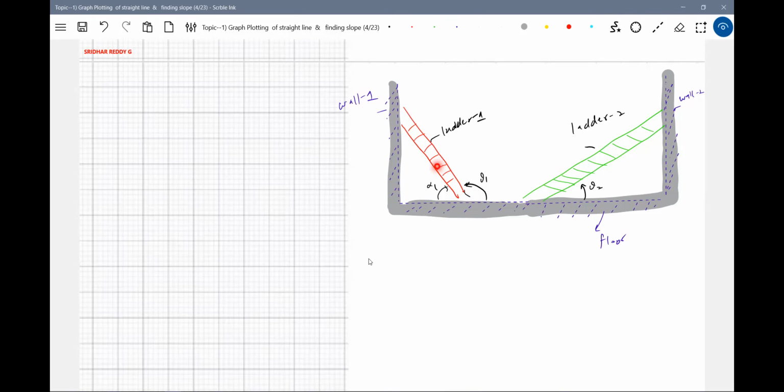Slope of this ladder. Slope means, what do you mean by slope? The steepness. So the slope is the measure of steepness. That's why in science we have to express some quantities like this, and that's why we have brought in all these ideas. So the slope of ladder 2 is tan theta, and the slope of ladder 1 is tan of minus alpha 1.